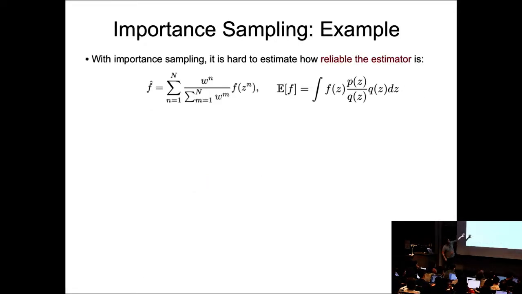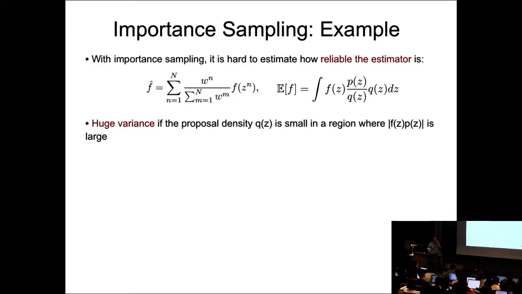When we do importance sampling, it's hard to estimate how reliable the estimator is. You will have high variance if the proposal distribution is small in a region where this quantity is large. Because what happens is that you're dividing a large number by a very small number, and if you divide a large number by a very small number, you get a very large number, an even larger number. And when you're averaging, imagine that you're averaging numbers and once in a while you have this huge number that you're averaging over.